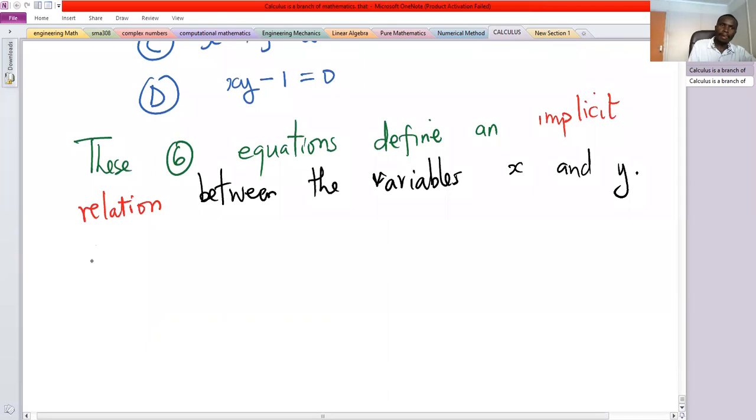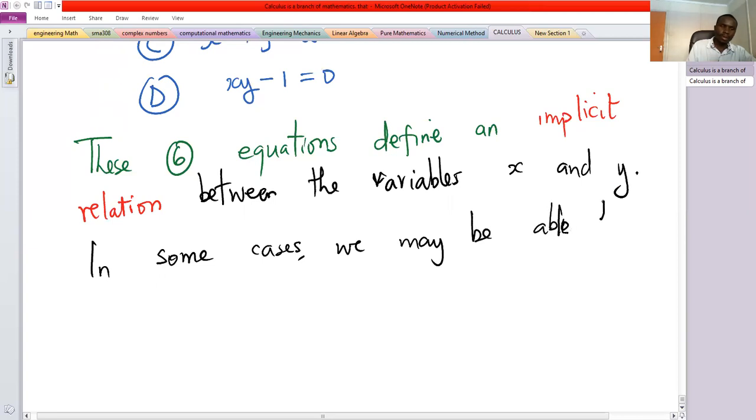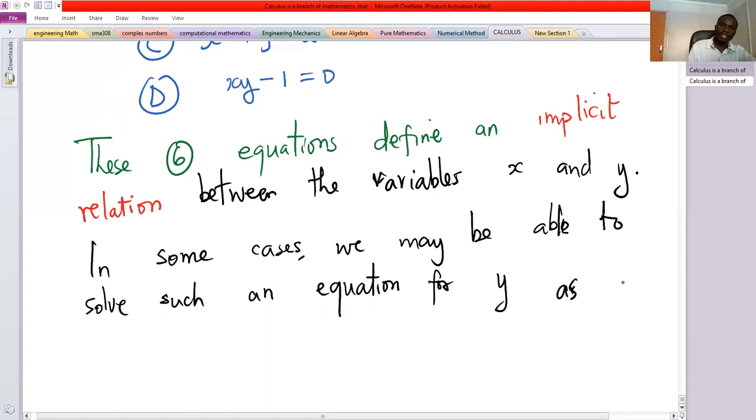In some cases, we may be able to solve such an equation, meaning an equation whose variables x and y are defined implicitly, for y as an explicit function of x.